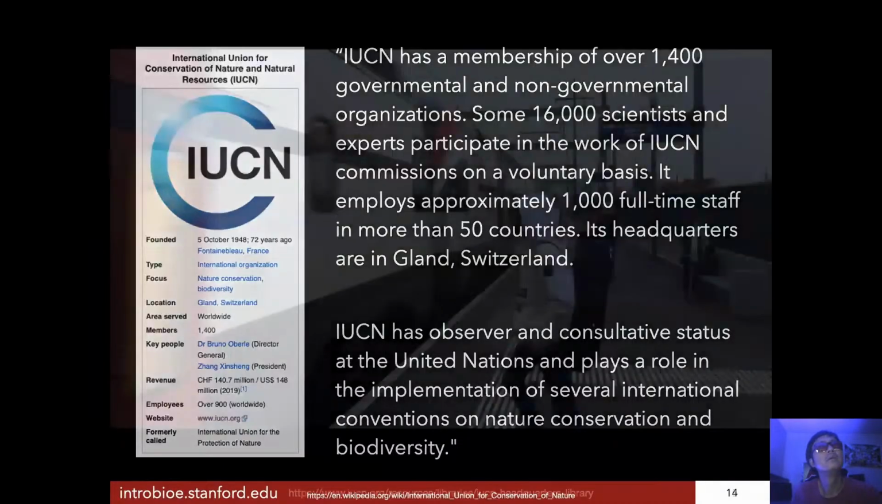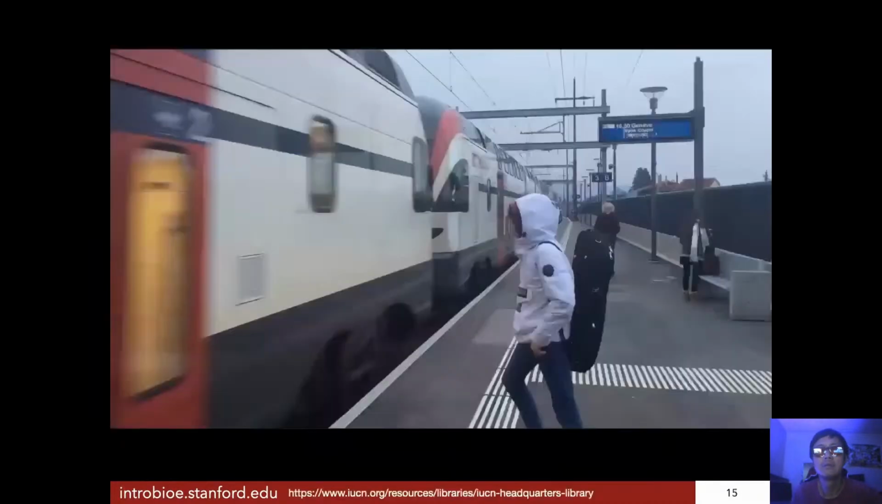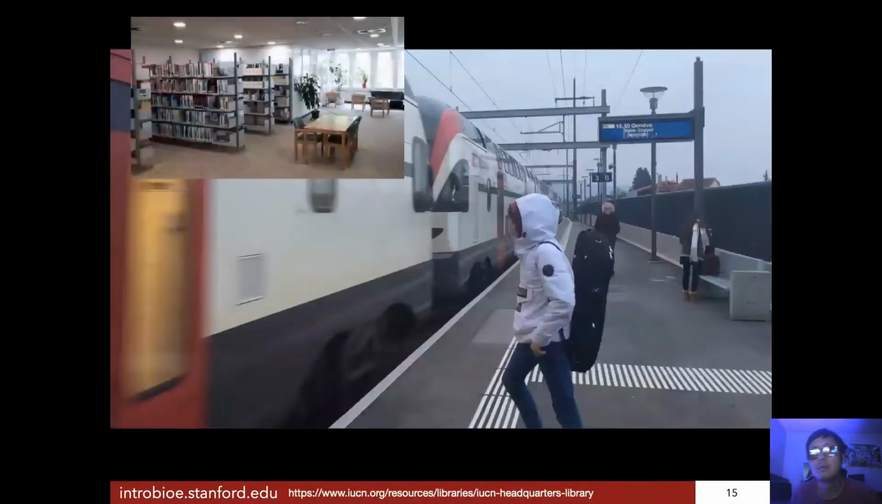I was able to travel to Switzerland, go east of Geneva on the train, and visit their headquarters in a town called Gland. And within their headquarters, you can see their library. And although their red list of endangered species is on the internet now, if you actually visit, the red list historically was kept track of on a card catalog, like those old library card catalog things.